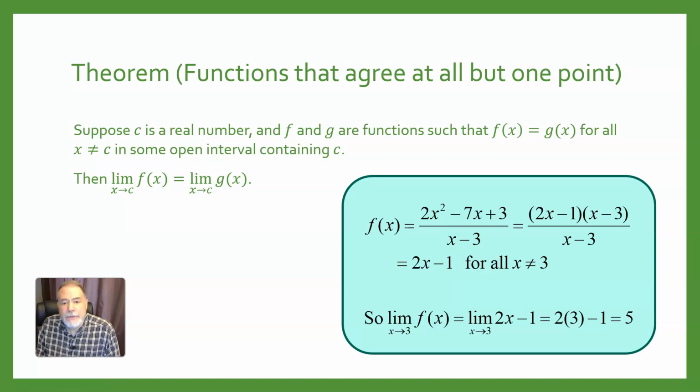The only difference between those two functions is that the first one is undefined when x is 3, because you get a 0 in the denominator, and the second one is defined for all x. And since they're the same except for 3, they have the same limit. The limit of that original function is the same as the limit of 2x minus 1, which would be 2 times 3 minus 1, which would be 5.